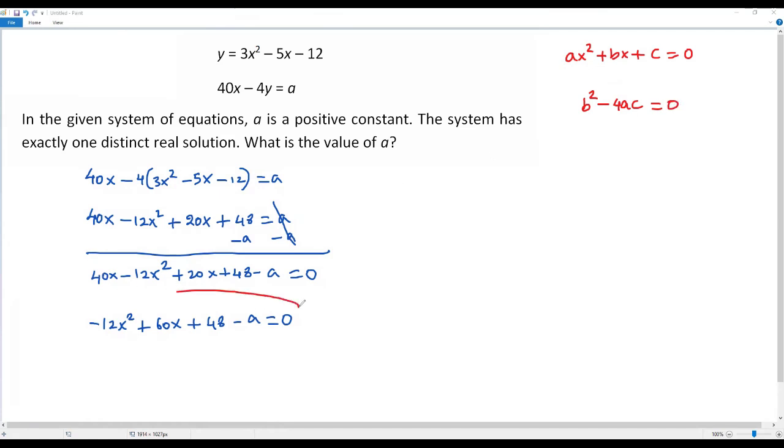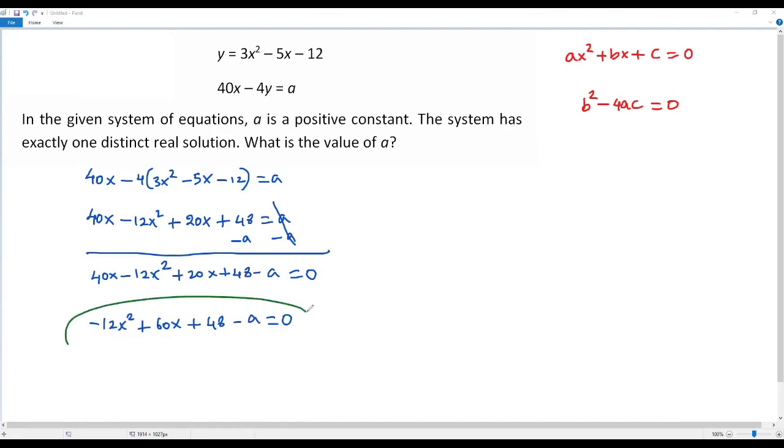Okay, now let's consider the quadratic equation we have in standard form. We got this quadratic equation by solving the given system. And the question clearly says the given system has exactly one distinct real solution. So the quadratic equation we have here will have only one solution. Then the value of the discriminant b squared minus 4ac for this quadratic equation must be equal to 0.